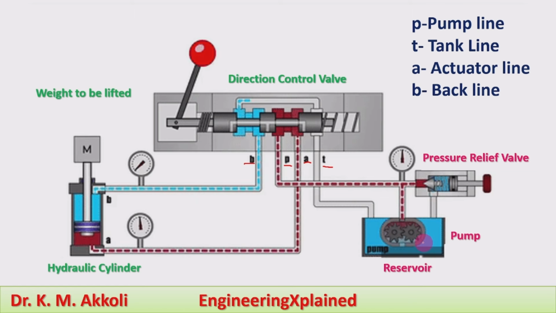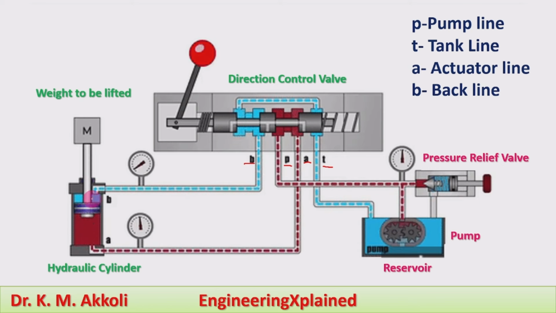As we know, during the operation of the pump, the fluid in the line is pressurized. That is the pump line, and it is connected to a direction control valve. During the forward stroke, the fluid will be supplied to the actuator, and the piston will be lifted by the pressure of the fluid in the cylinder. Due to that, the weight will be lifted.